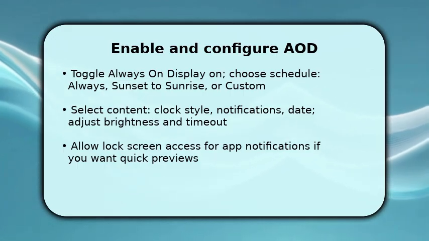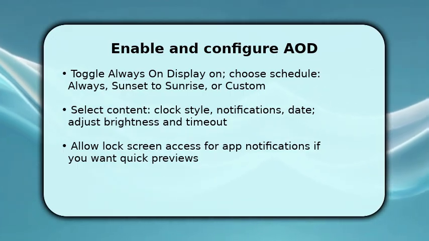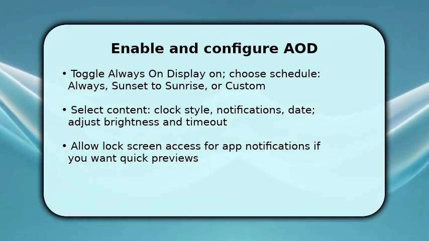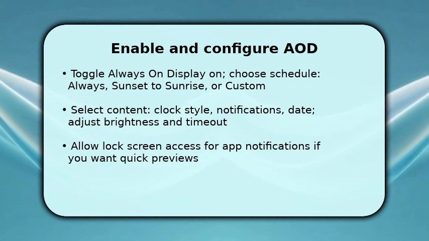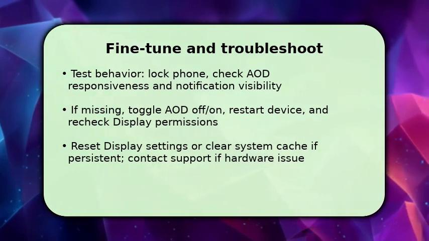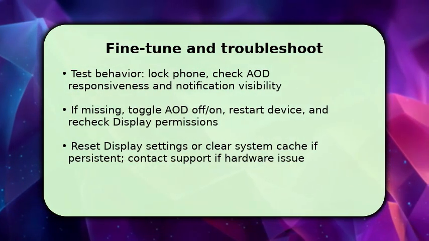If you want interactive previews, enable lock screen access for notifications. Doing so gives quick context without fully waking the phone. You finish by testing the changes. Lock the phone and confirm the Always On Display shows your chosen clock and notifications.